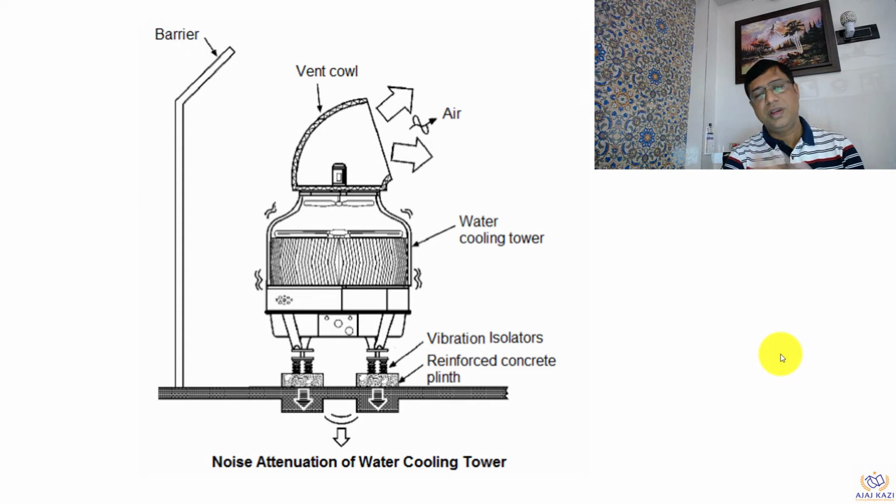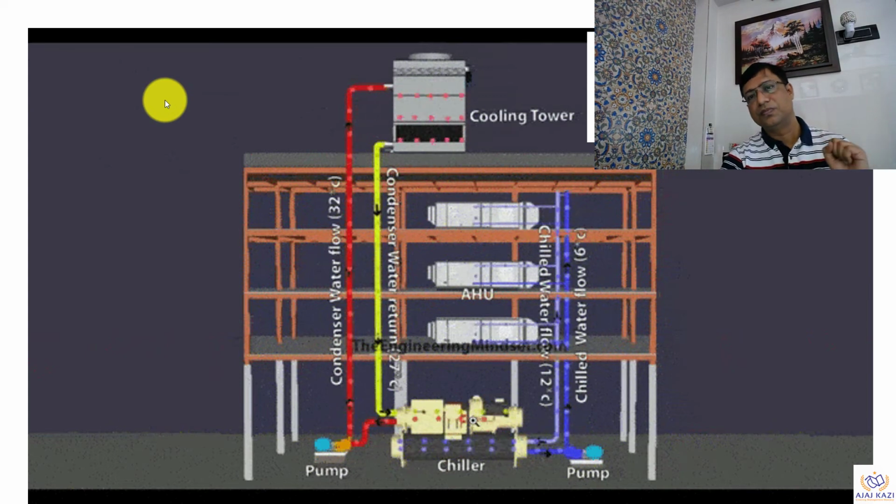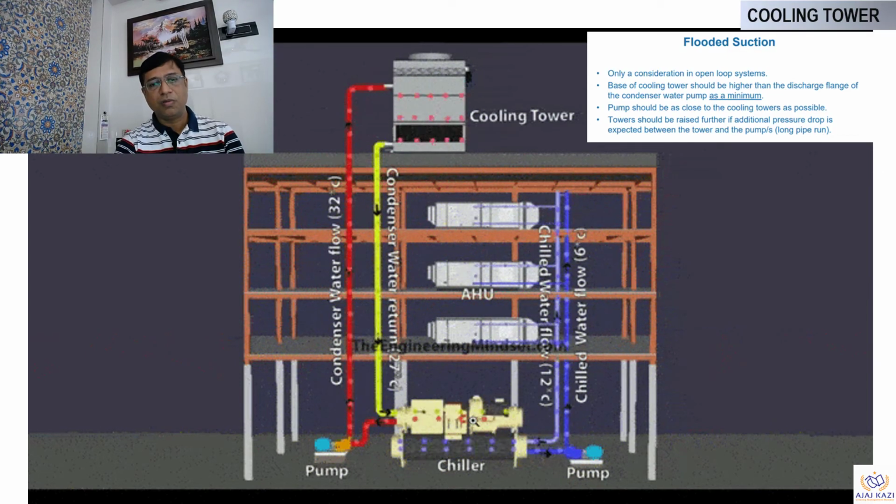Again, there is a noise element and vibration, so we have to have proper vibration isolation as well as a barrier when it comes to sensitive areas. As far as possible, shift the location so that it is not near sensitive areas. This is how the cooling tower operates.